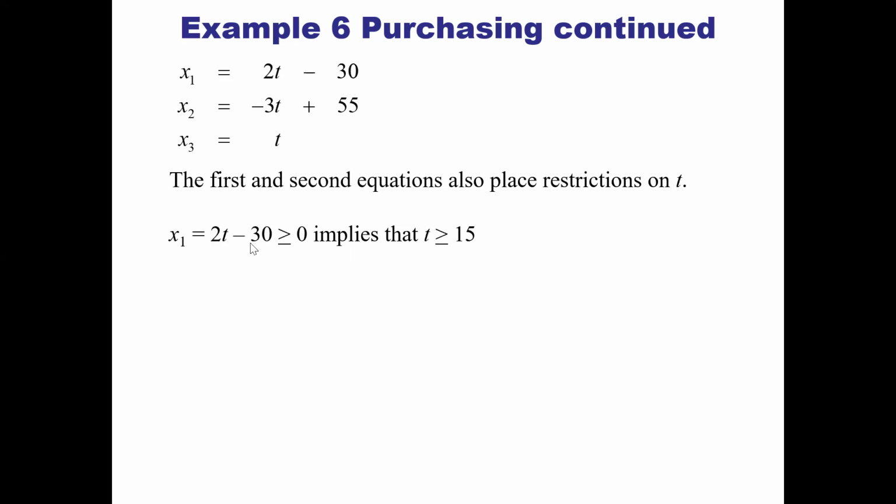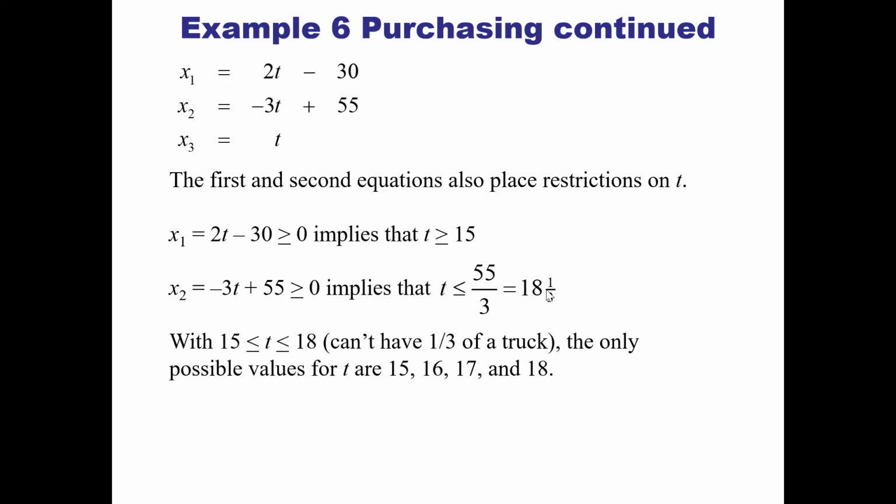It says 2t minus 30 has to be greater than or equal to 0. If we solve that for t, take 30 over, divide by 2, t has to be greater than or equal to 15. This one, if we take 55 over, divide by negative 3. Now remember, when you divide by a negative, switch the inequality sign. And so t has to be less than 18 and a third. Well, we can't really have 18 and a third trucks. So basically it has to be between 15 and 18. So the only possible values are 15, 16, 17, or 18. Those are the four possible solutions for t.